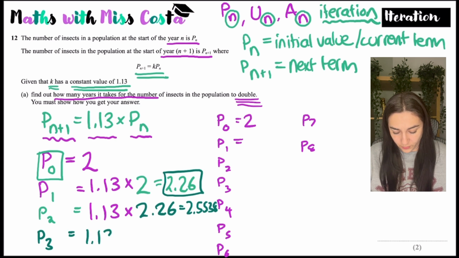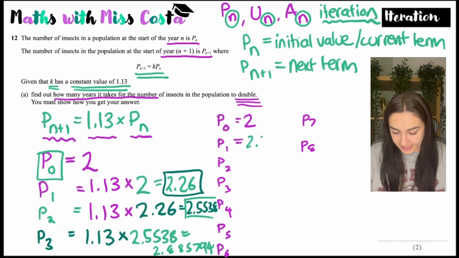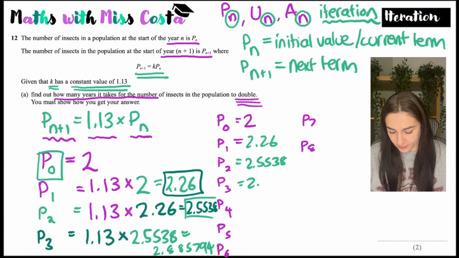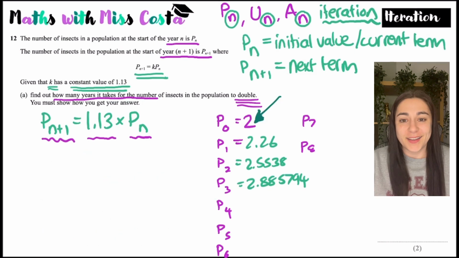So then, what can I do to work out P3? I'm going to do 1.13 times by my previous answer. So times by 2.5538, which gives me 2.85794. So I'm just going to write these terms here to clear this up a bit. And all I do is I keep on repeating this. So iteration is just repeating, putting in a new value to work out the next term.